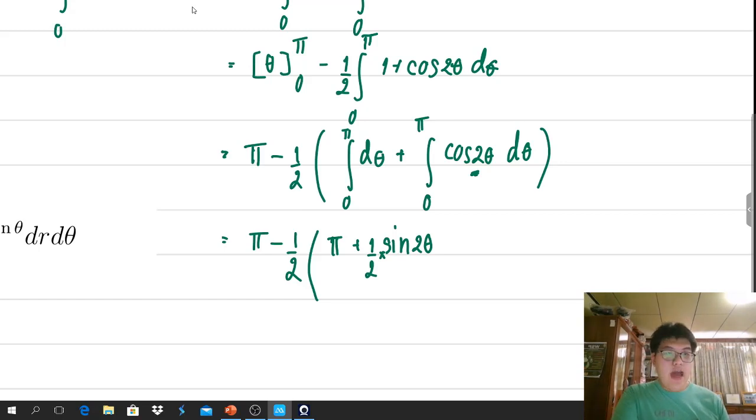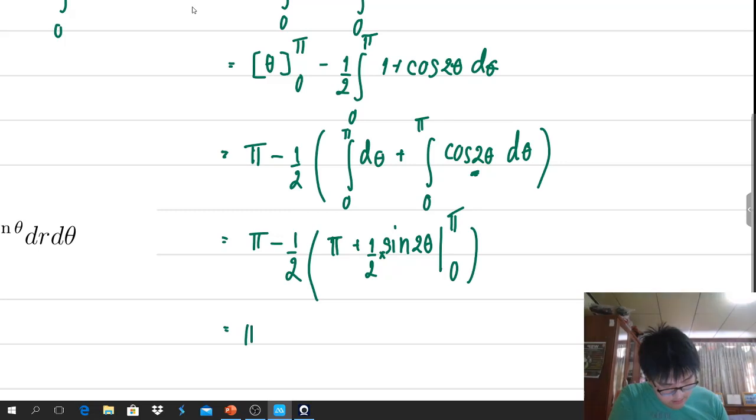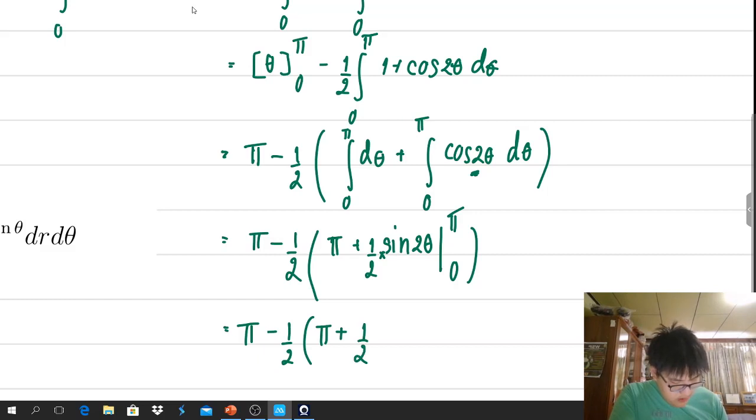This is the technique that you have to change, that I will tell you in how to find area in the polar coordinate before. This is a technique that you always use. You will get this one. And how to do next? We will take theta to pi and 0. You get pi minus 1 over 2 or pi plus 1 over 2.